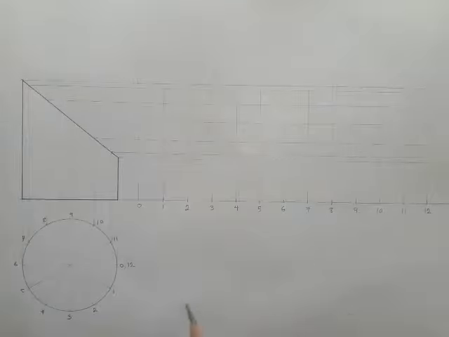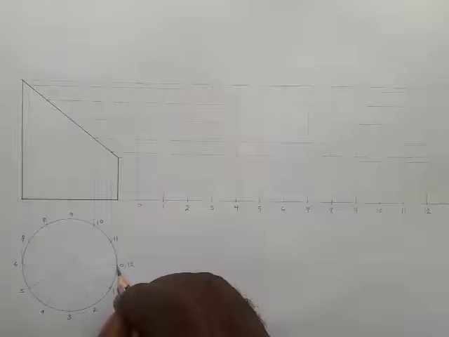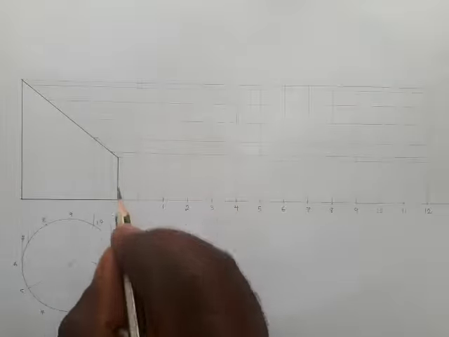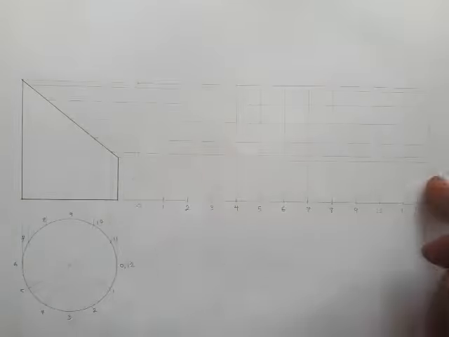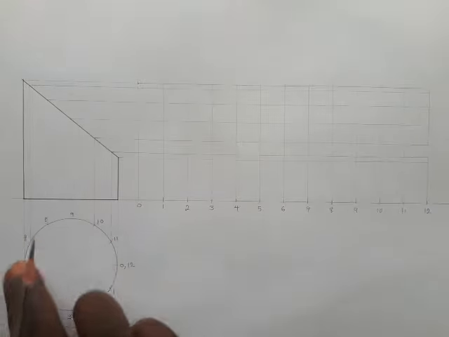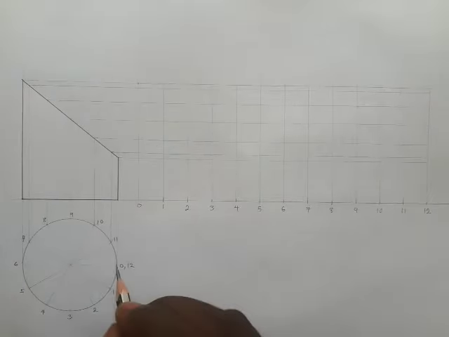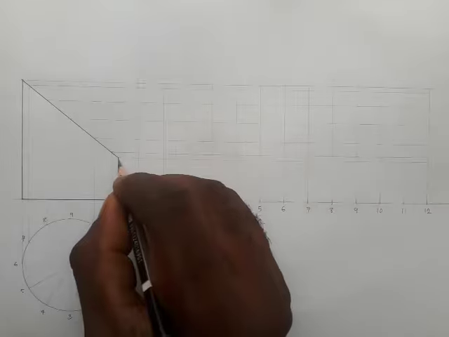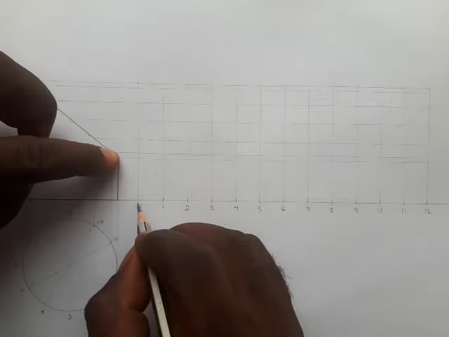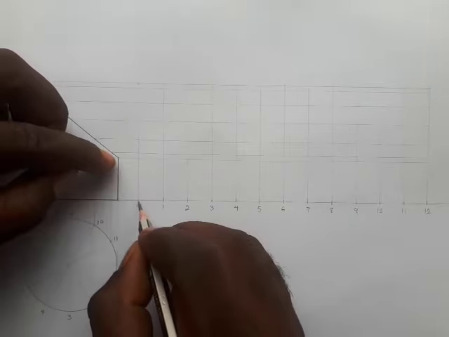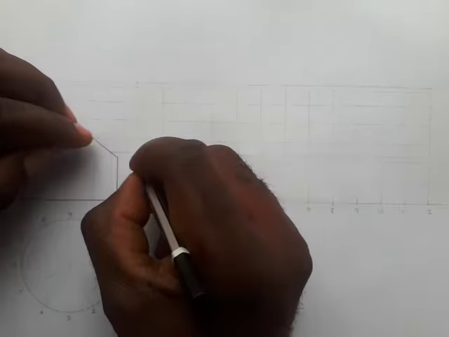So watch very closely. Now this is 0. All right, this is definitely 0. You can see 0. So you match 0 with 0 here. So you match numbers on this plan with the corresponding numbers on this development. Do you understand? So this is 0, so you match it with 0. So they will meet at this point. So you have a point there.